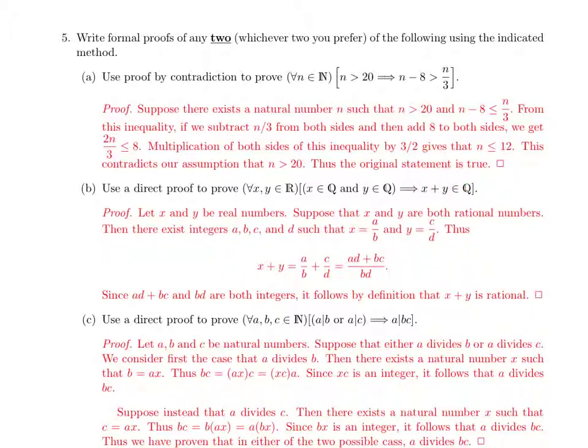I put thus, x plus y is equal to a over b plus c over d. I combined my fractions and wrote it like this, and then I had to observe that since this numerator is an integer and this denominator is an integer, it follows by definition that x plus y is rational, and that completes the proof.